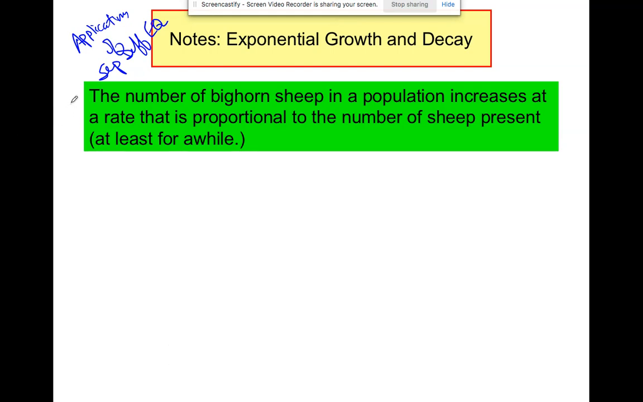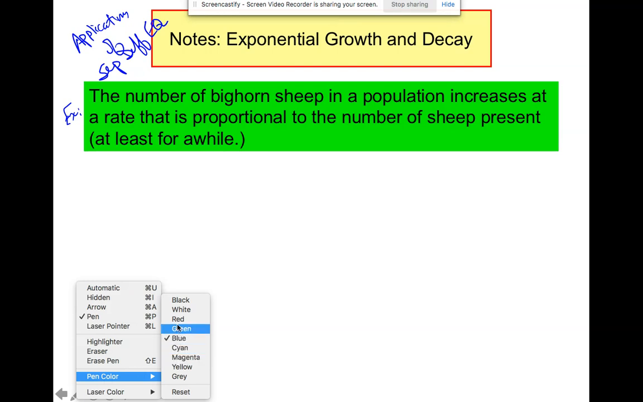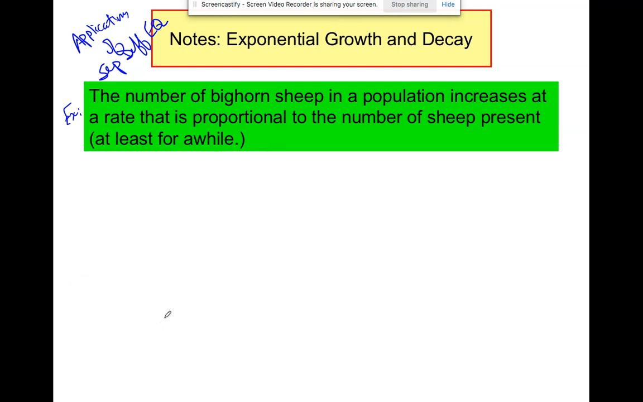All I'm doing with this is giving you an example of the words you're looking for in these kinds of problems that clue you into exponential growth or decay. Firstly, the number of bighorn sheep in a population increases. I hope you know that means growth. At a rate, that is a derivative, that is proportional. We call the constant of proportionality K, to the number of sheep present.